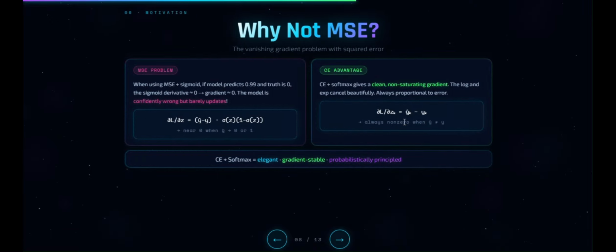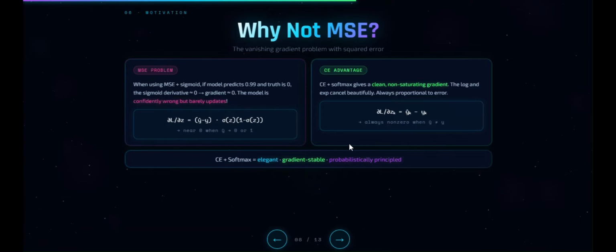Now, why not mean squared error? So you might ask, why don't we just use mean squared error? The problem is gradients. With sigmoid plus mean squared error, gradients can become extremely tiny when the model is confidently wrong. That slows learning dramatically. Cross entropy fixes this problem. When combined with softmax, the gradient simplifies into something elegant: prediction minus truth. So, as you can see, this is the formula that we have used here in cross entropy.